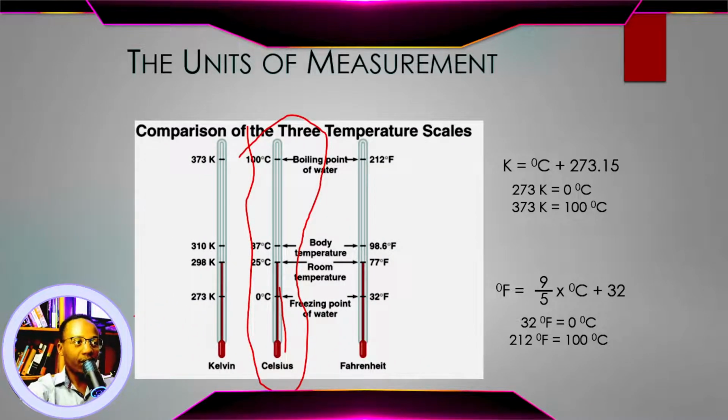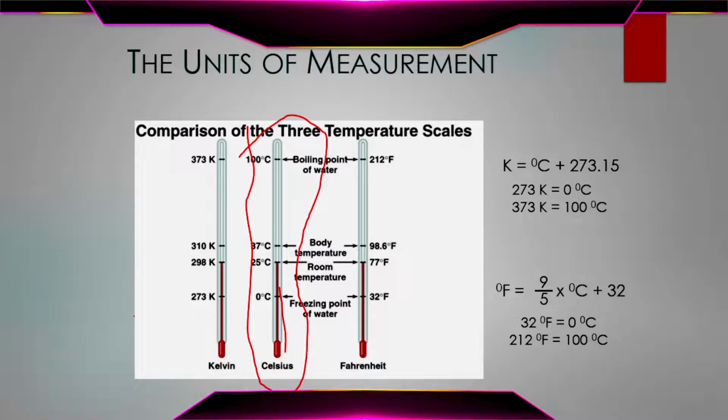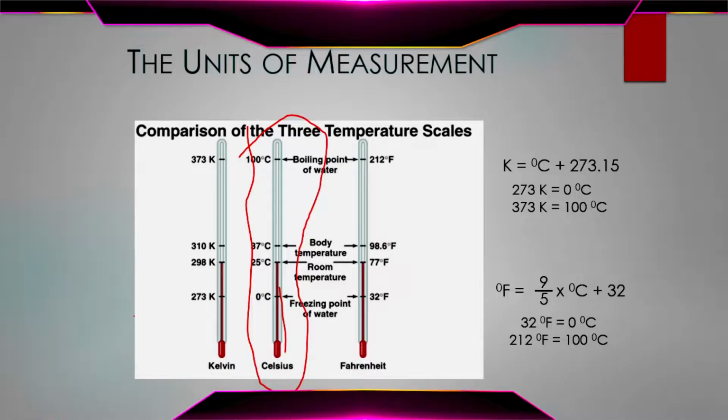So 0 degrees Celsius is the temperature at which water freezes. So water freezes at 0 degrees and it boils at 100 degrees Celsius. So that's the scale, 0 to 100, right? Water freezes at 0 degrees, boils at 100 degrees. That's the Celsius scale. So Celsius is based on water.